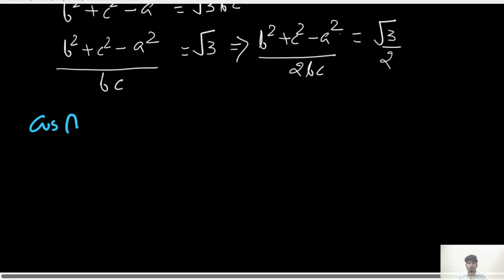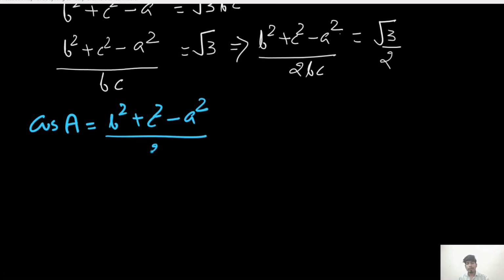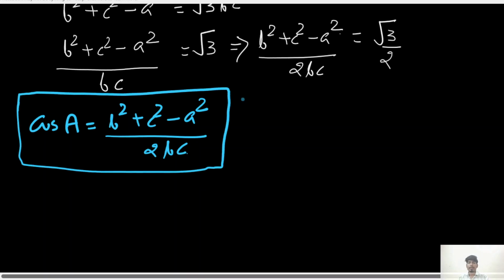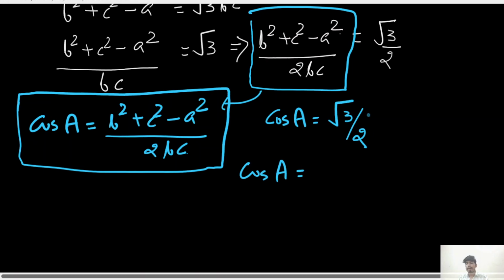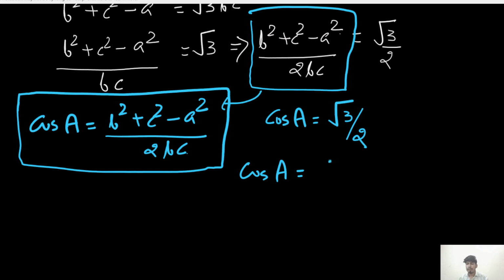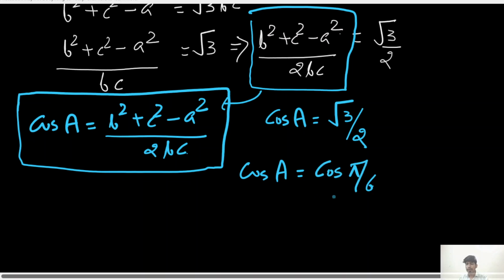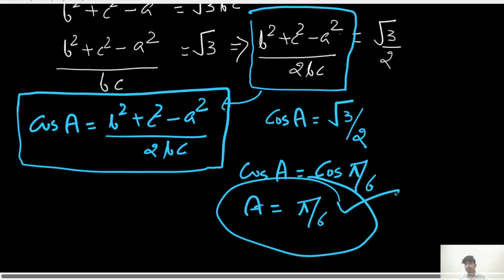Okay, what is the formula? cos A = (b² + c² − a²)/2bc. Okay students, so you must remember this formula. Then see, this is similar to this one. So can we put cos A here? Yes, cos A = √3/2. Then cos A is equal to what? At what theta is cos theta √3/2? This is cos of π/6, meaning cos 30°. Then A = π/6. Okay students, so this is the value of A.